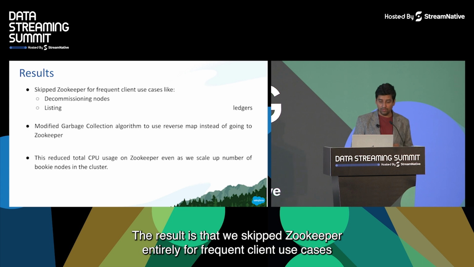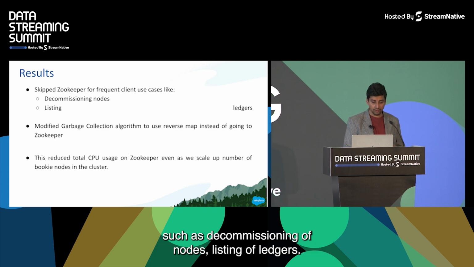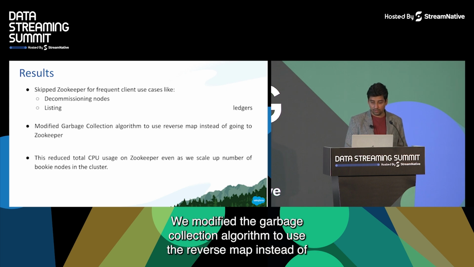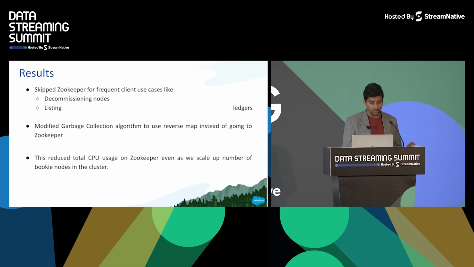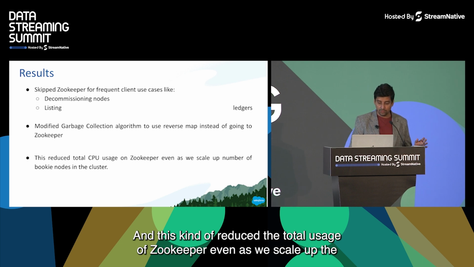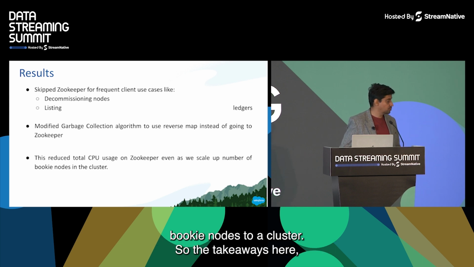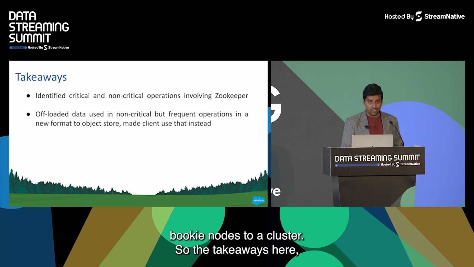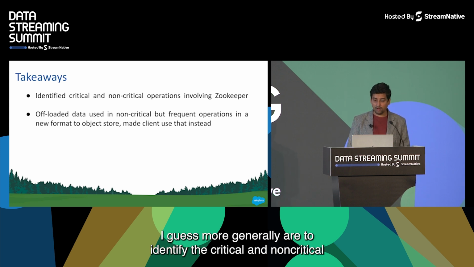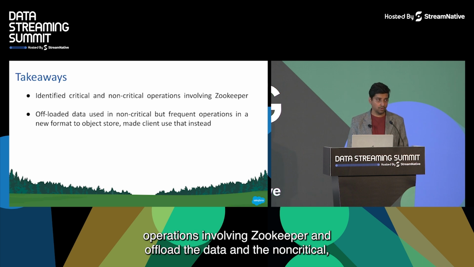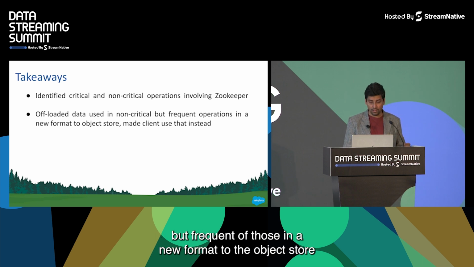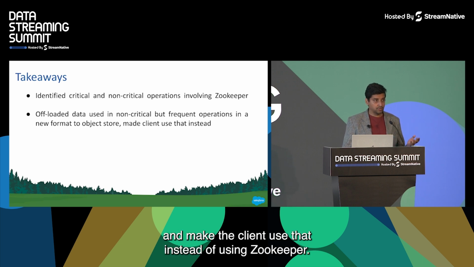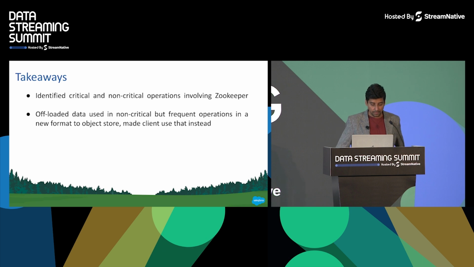So the result is that we skipped ZooKeeper entirely for frequent client use cases such as decommissioning of nodes and listing of ledgers. We modified the garbage collection algorithm to use the reverse map instead of going to ZooKeeper. And this reduced the total usage of ZooKeeper even as we scale up the bookie nodes in a cluster. So the takeaways here, more generally, are to identify the critical and non-critical operations involving ZooKeeper, and offload the data of the non-critical but frequent ones in a new format to the object store and make the client use that instead of using ZooKeeper.